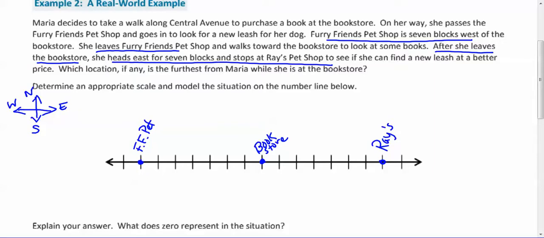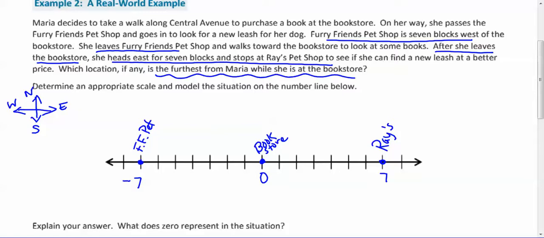So she's comparison shopping here at Ray's. It says, at which location, if any, is the furthest from Maria? Well, she's at the bookstore. If she's at the bookstore, that would be 0. Ray's is 7 to the right. Numbers to the right of 0 are positive, so that was positive 7. Numbers to the left of 0 are negative. So we've got Furry Friends Pet Store at -7. We have the bookstore at 0 and Ray's at +7.